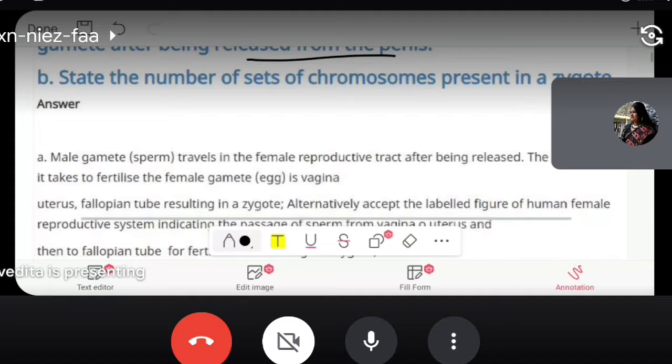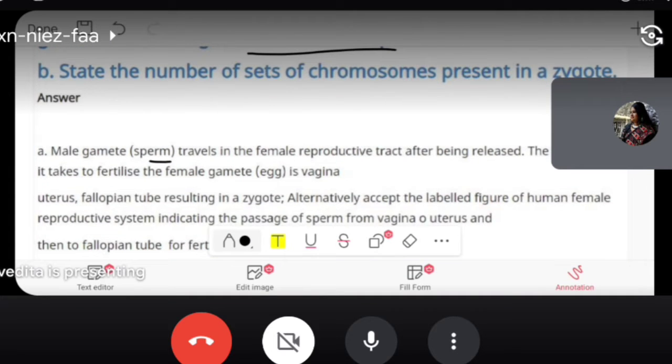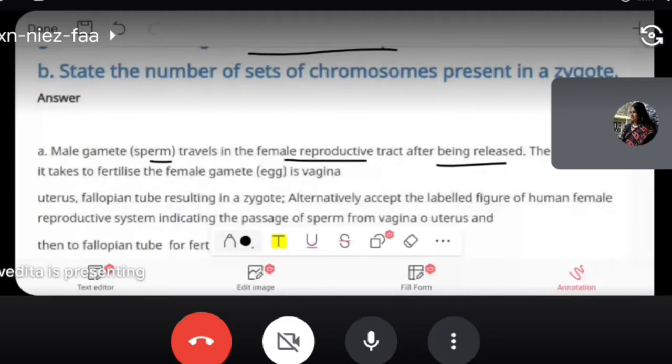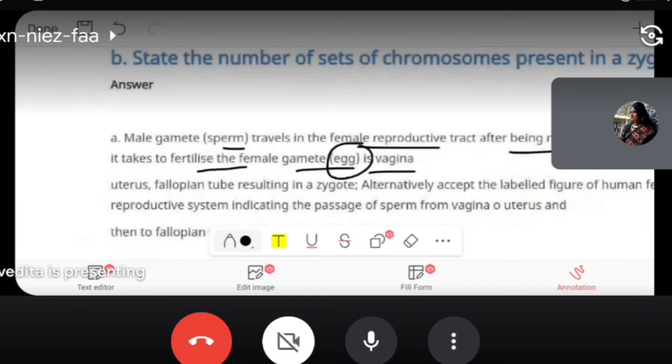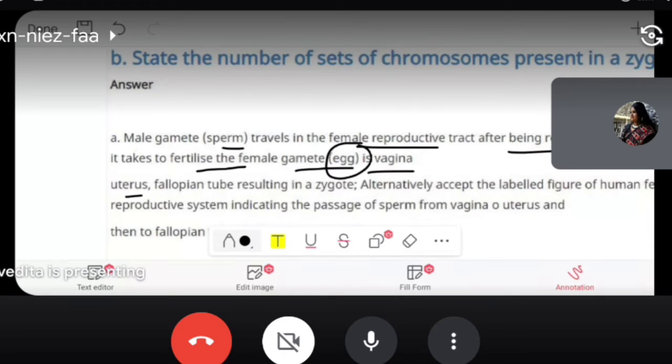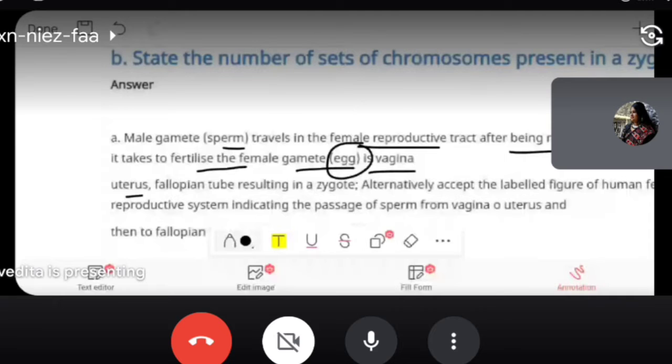Okay, so see, the male gamete, that means sperms, travels in the female reproductive tract after being released. The male gamete is released through the penis, and then it will travel to the female reproductive tract. The path which it takes to fertilize the female gamete, the egg, is the vagina, means it will go inside the vagina and then it will fertilize the female gamete, that is the egg. Then the uterus. After that, from the vagina, at first it will go to the uterus.